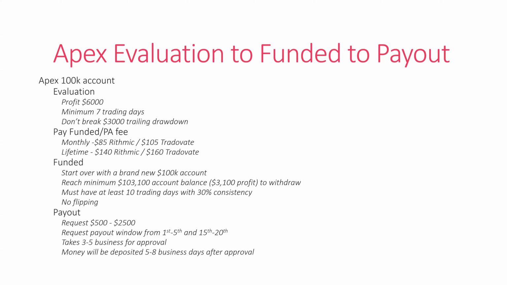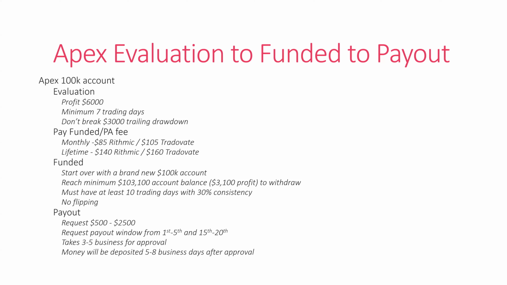Once you pass the evaluation by hitting that 6K profit without breaking that $3,000 trailing drawdown, they're going to prompt you for an option to activate your funded account. The activation option is going to be 2 choices. You either pay monthly or you pay lifetime. Generally, what I recommend is if you're just starting off doing prop firms, always pay monthly. The reason why is because it's more cost effective.